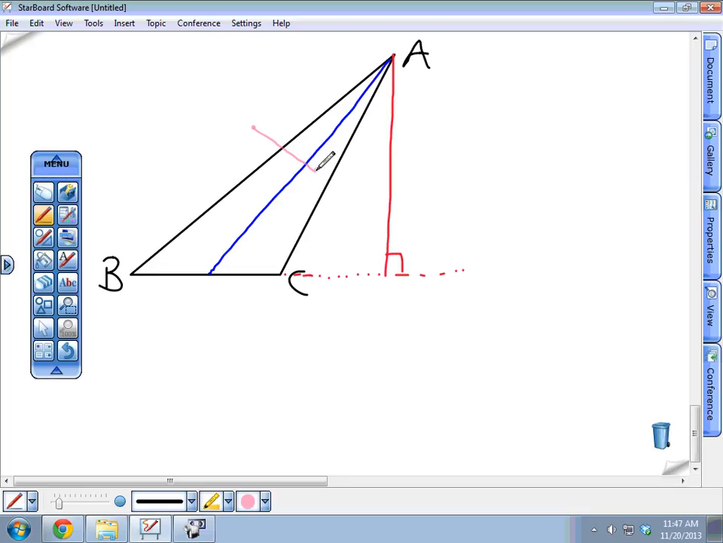B? I'm sorry? B. Well, B is a point, and a median isn't a point, it's a line segment, right? Oh, BP? Or PB? PB, yes.